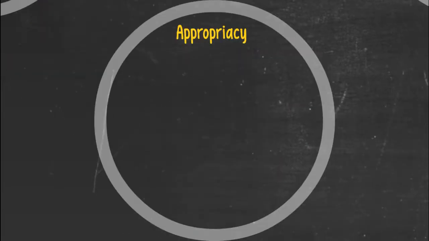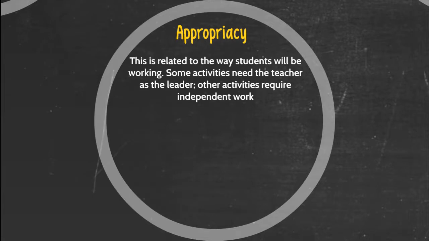The second subtopic is appropriacy. This is related to the way students will be working. Some activities need the teacher as the leader and other activities require independent work. So for some activities, the teacher needs to stand in front of the classroom and guide the class. But for some other activities, it's the students who must be in charge of the activity.